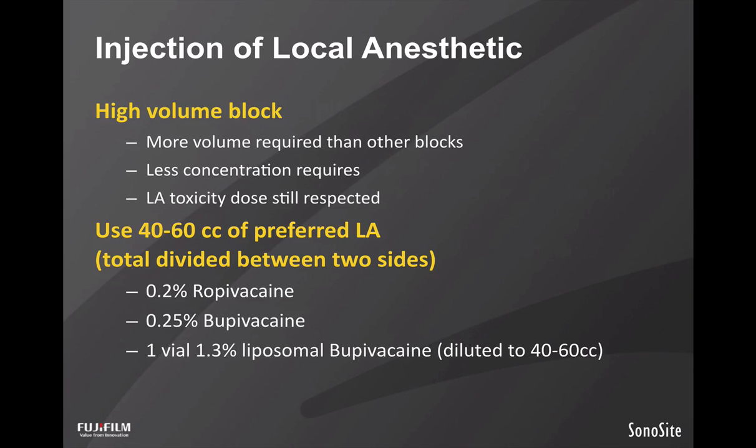What I use is 60 cc's of the local anesthetic I like, which is 0.25% bupivacaine. When I say 60 cc's, that's for a bilateral block, so I would use 30 cc's on one side and 30 cc's on the other. It has been described to work with 40 cc's, and you can use 0.2% ropivacaine, or we have the new liposomal bupivacaine, so you can use one vial of that diluted to the 40 to 60 cc's that we just described.